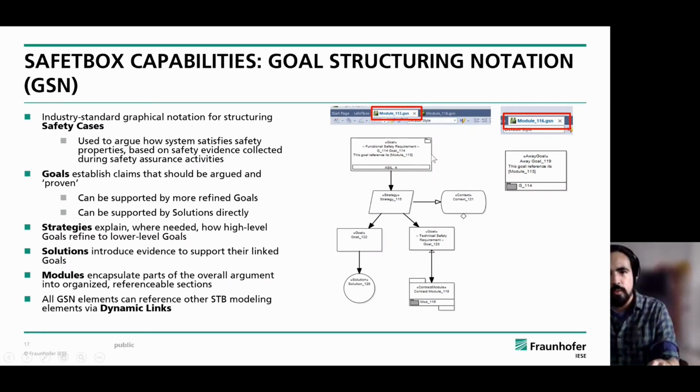So for anyone who's not familiar with this, basically you can structure goals as the high-level claims that you want to establish, properties of the system, and then break it down through strategies of argumentation into further goals or eventually solutions which provide you with the evidence that you need to argue your claims with. And all of this can be isolated into specific modules which help you manage the complexity of your safety case and refer across modules to different goals.